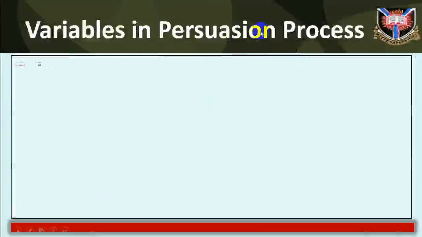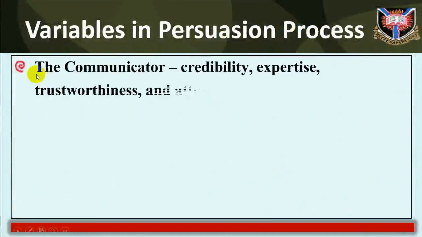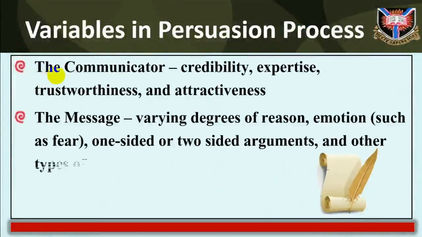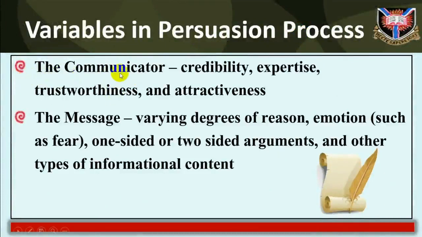Variables in persuasion process. Numerous variables have been found to influence the persuasion process, and these are normally presented in 4 major characteristics: who said what, to whom, and how. 1. The communicator, including credibility, expertise, trustworthiness, and attractiveness. 2. The message, including varying degrees of reason, emotion, one-sided or two-sided arguments, and other types of informational content.